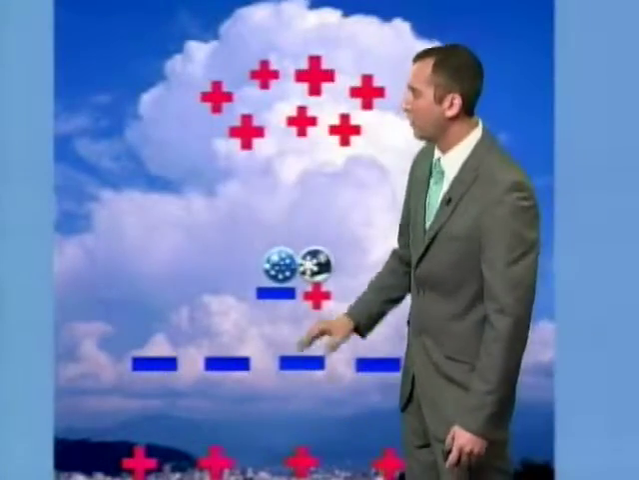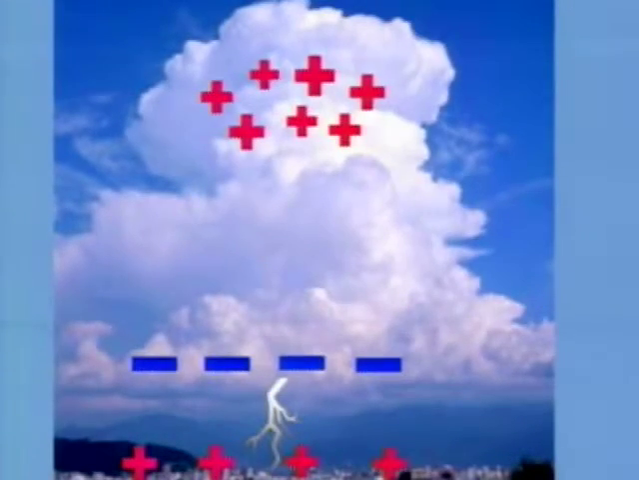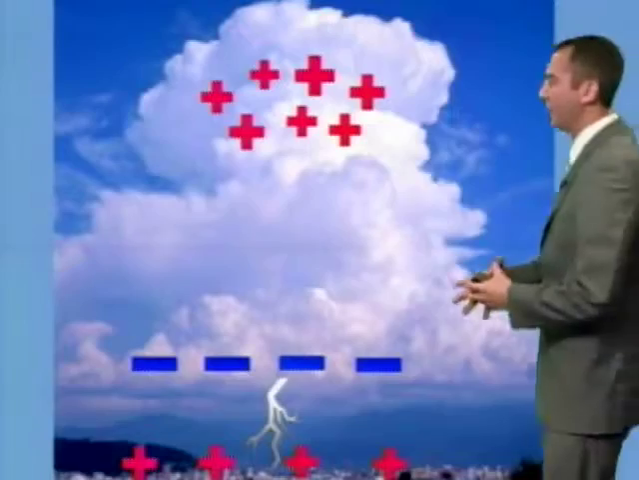Cloud to ground lightning is probably the most dangerous, but we also have cloud to cloud, cloud to sky, and vertical lightning. But essentially, lightning is just trying to balance the charges in a thunderstorm cloud, and that's when we get the thunder as the air contracts and expands very rapidly.